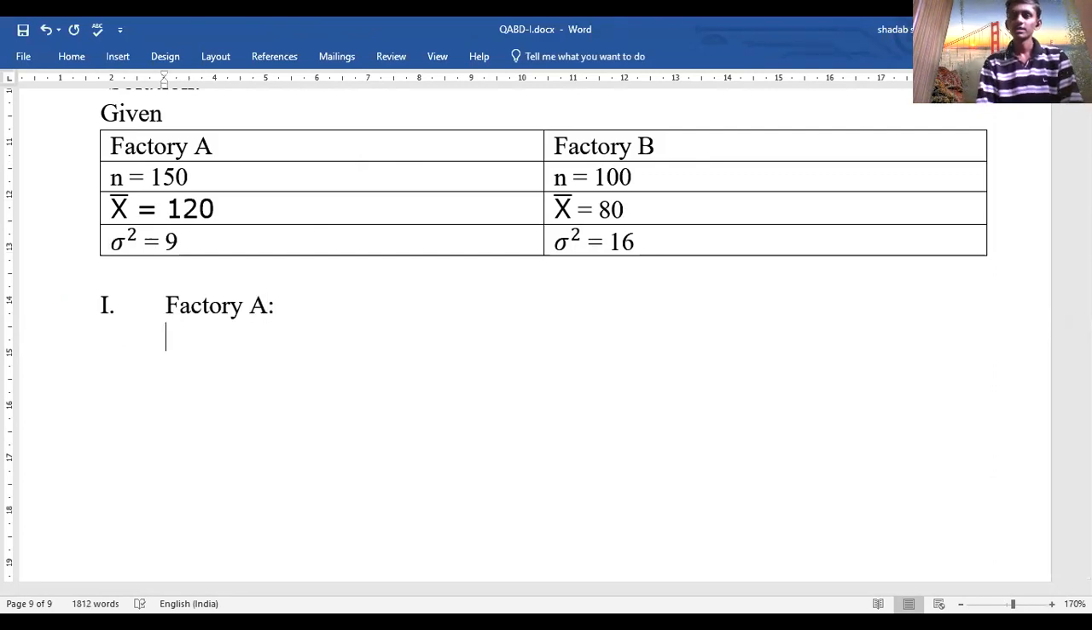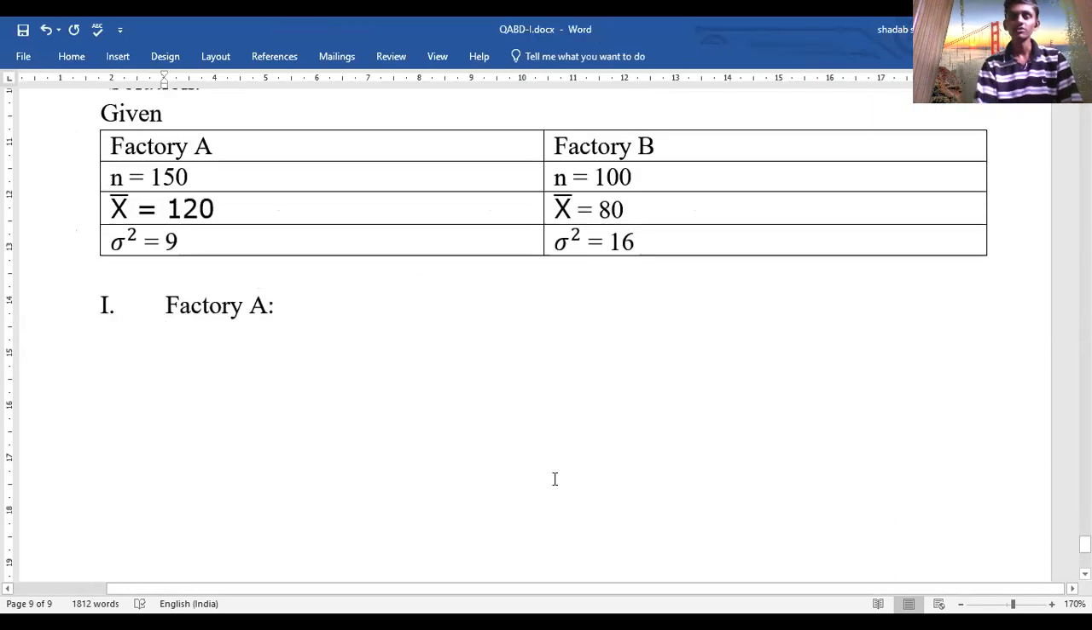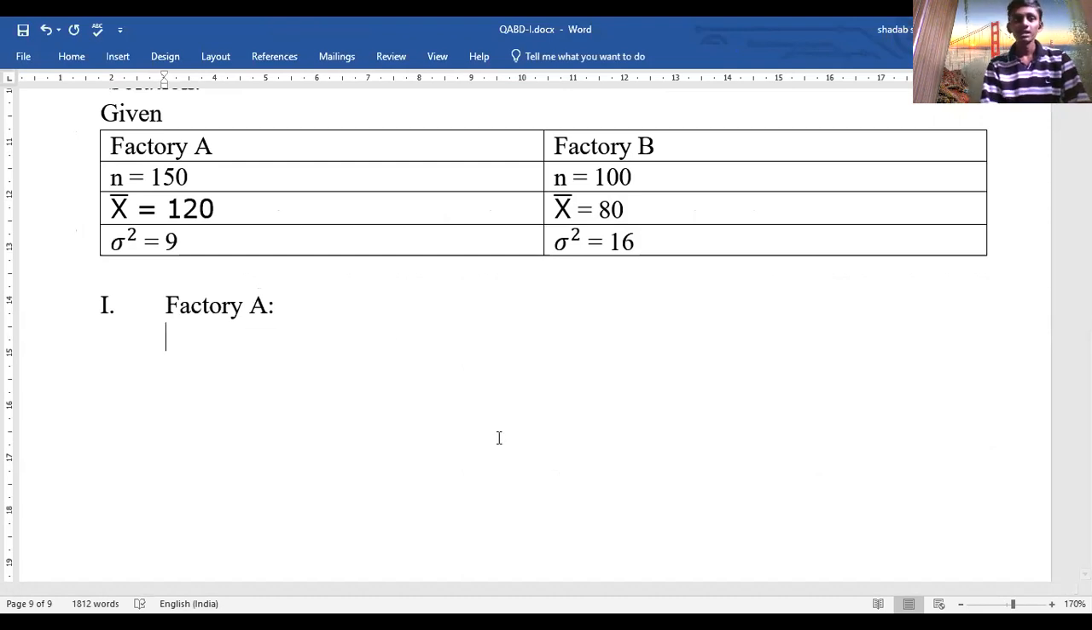Now the first thing we have to find out is the variation. If you notice, in the question they have asked in which factory there is a greater variation in distribution of wages. That means we have to find the coefficient of variance. The formula for coefficient of variance equals standard deviation divided by mean into 100. Here we know the mean, but we don't know the standard deviation. So first we have to find the standard deviation with the help of variance, then apply the formula of coefficient of variance.